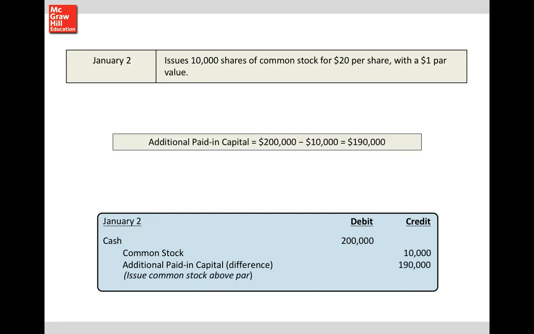The additional paid-in capital will be the difference. You're going to take the $200,000 in cash minus the $10,000 in common stock to get $190,000 in additional paid-in capital. This is what it looks like when we issue common stock above par.